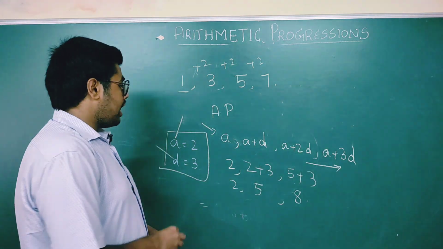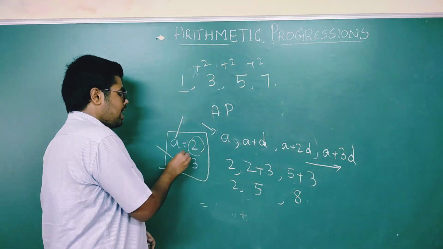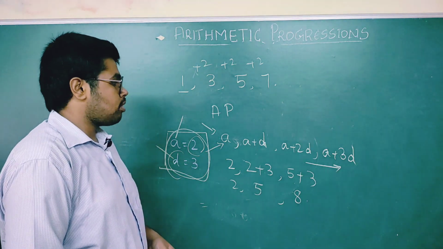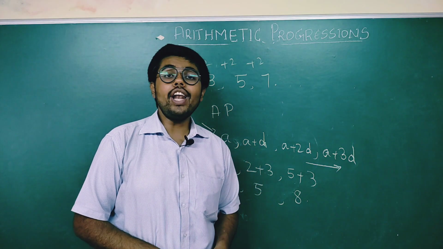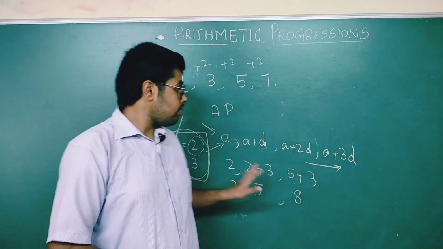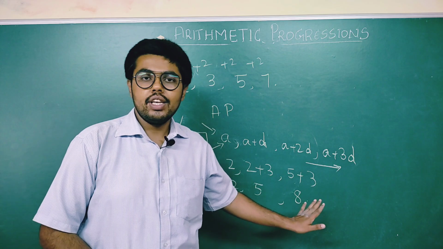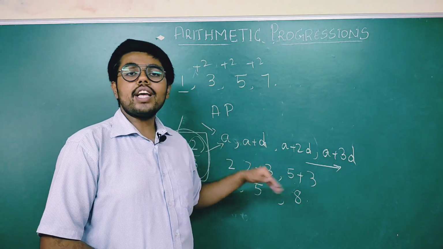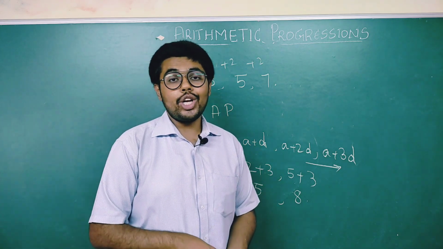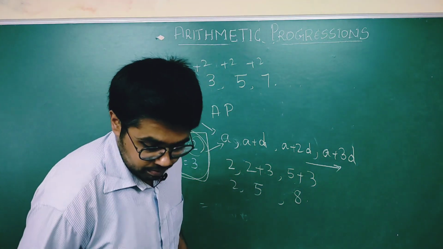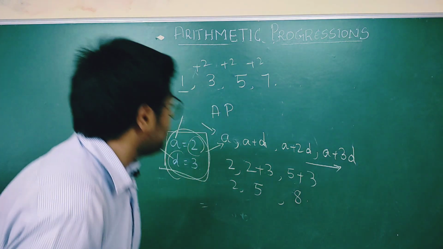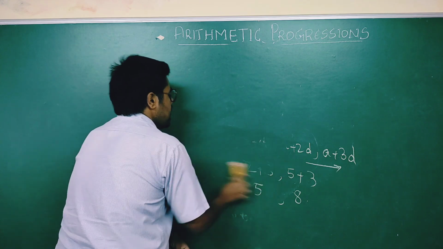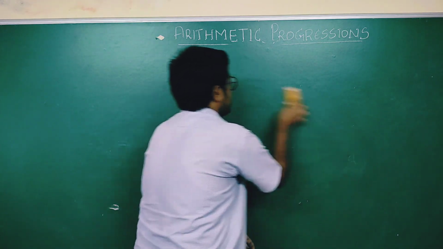So if anybody gives me a and d, using the general formula and the concept of arithmetic progression, I can solve any number of problems, right? Just by being given a and d and using the common difference, I can make the series, okay. This is a thing that you need to remember. You should remember this general formula: a, a plus d, a plus 2d and a plus 3d, okay.